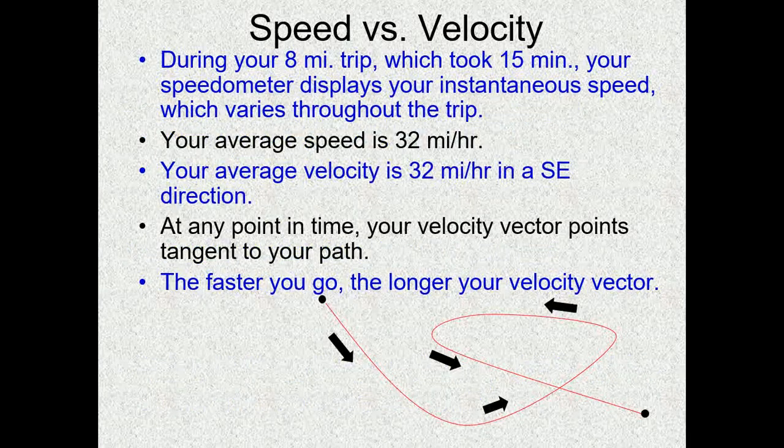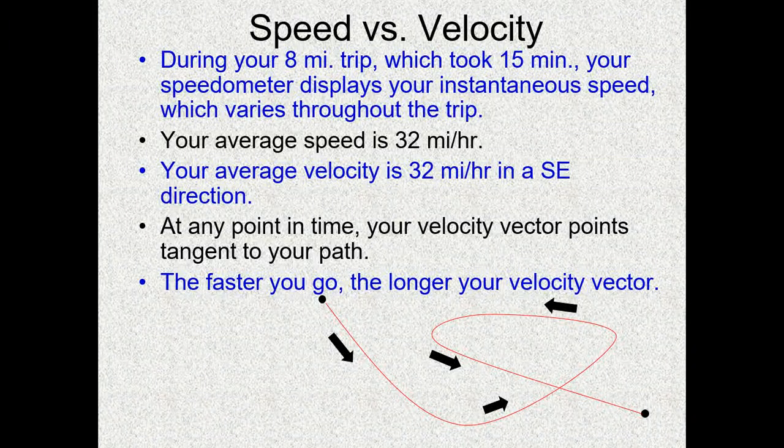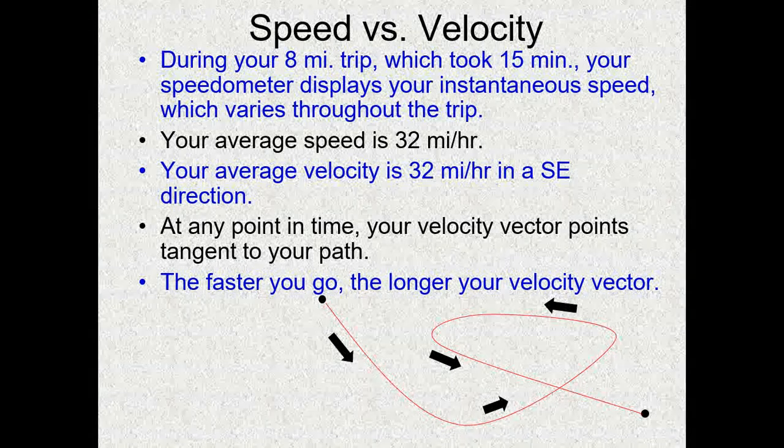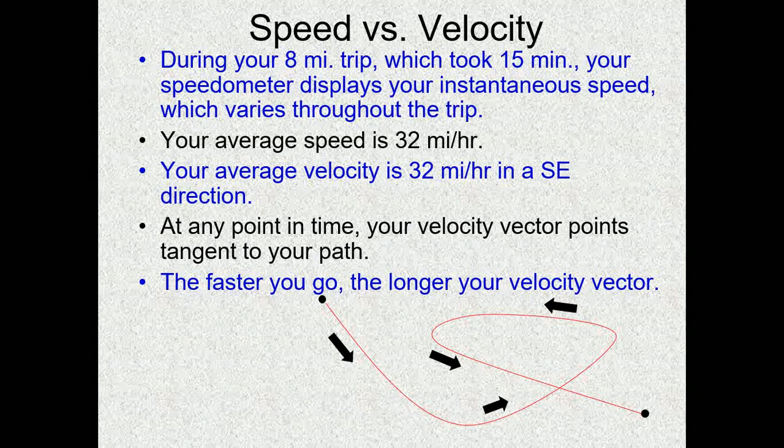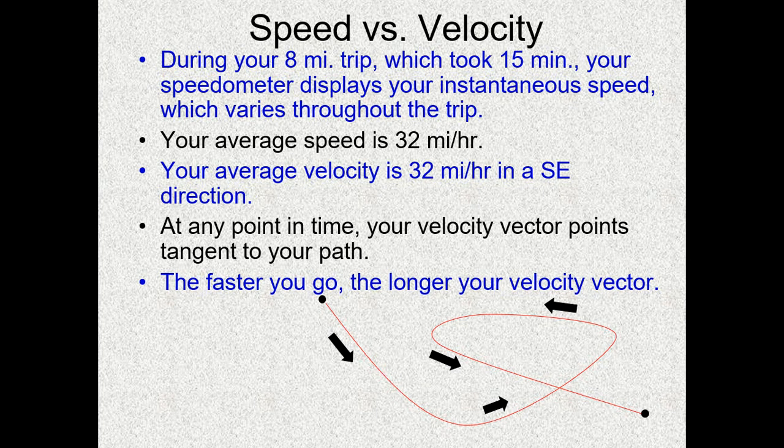We can know it as a vector v. Now, speed versus velocity: during your 8-mile trip, which took 15 minutes, your speedometer displays your instantaneous speed, which varies through the trip. Your average speed is 32 miles per hour. Your average velocity is 32 miles per hour in a southeast direction. At a point in time, your velocity vector points tangent to the path. The faster you go, the longer your velocity vector.